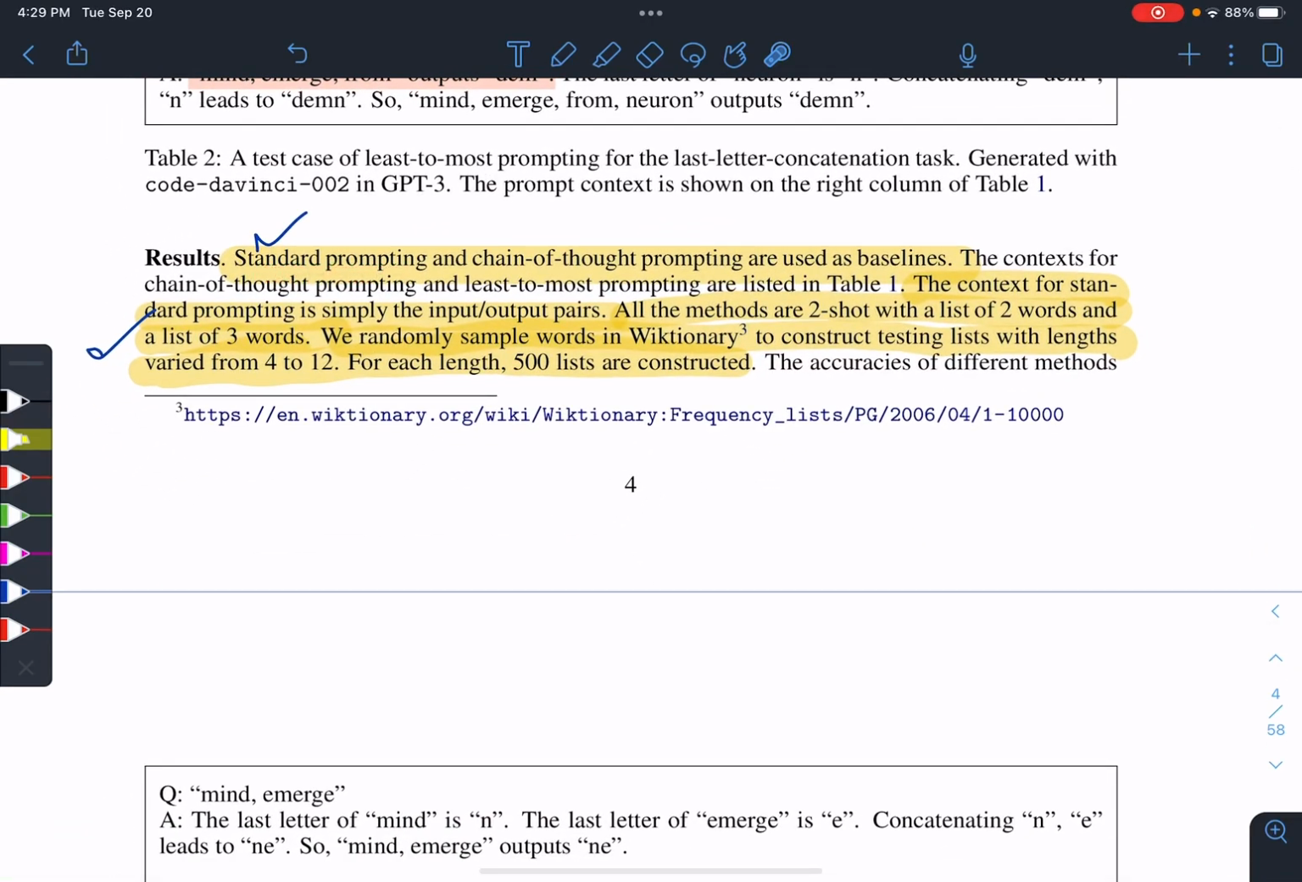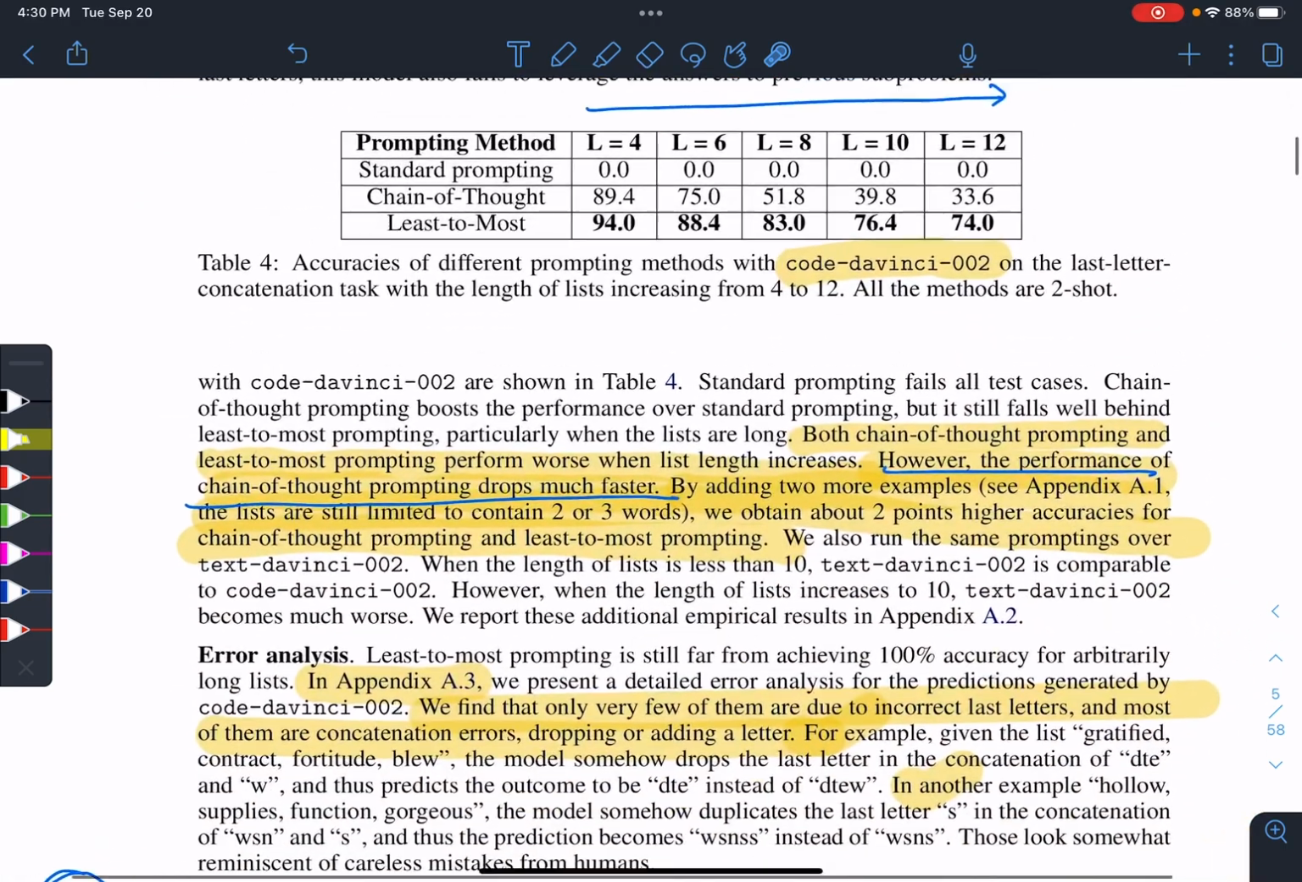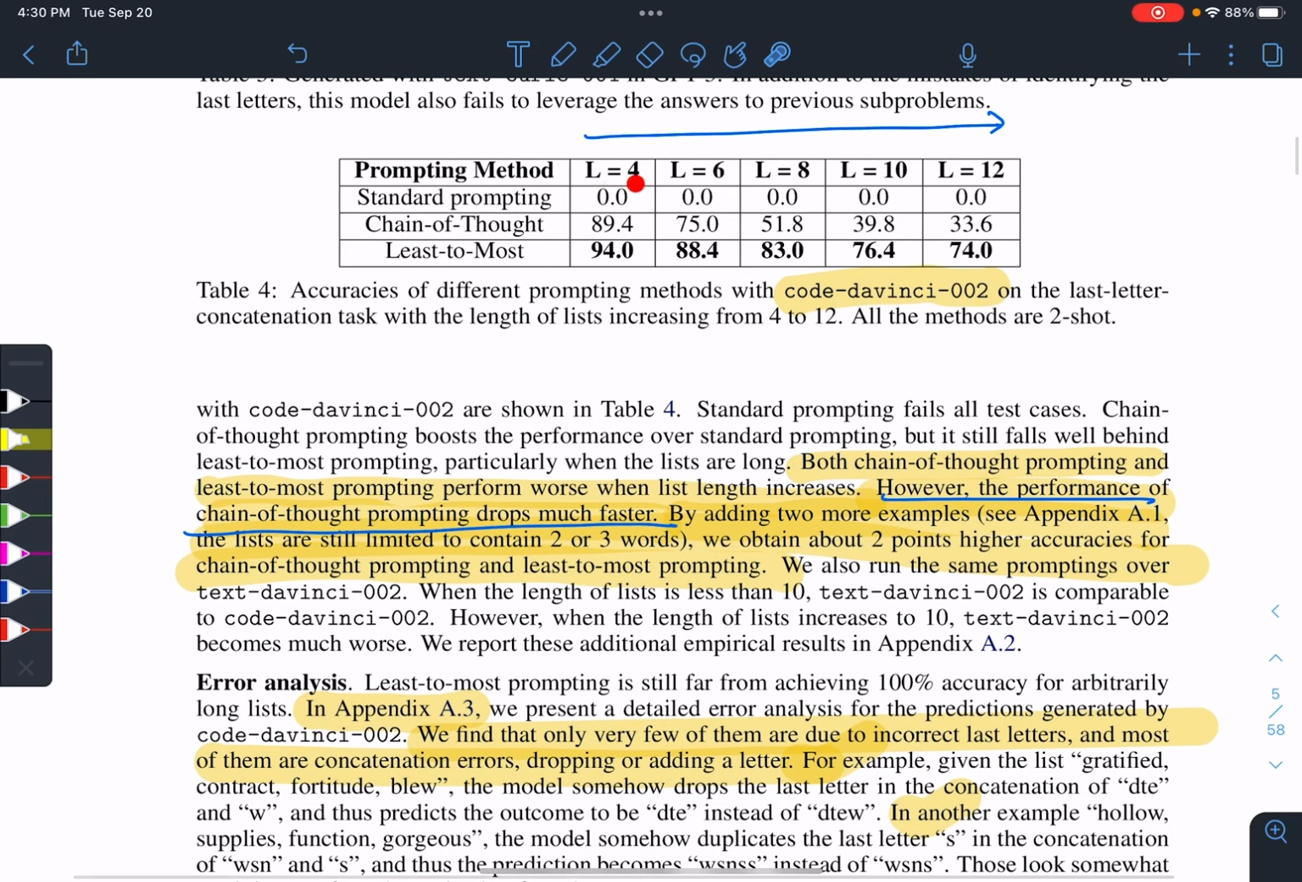Standard prompting and chain of thought prompting are used as baselines. The context of standard prompting is simply the input and output. We already saw how all 3 prompting methods work. So this is the result. This is because the test set has questions with 4 or more words. We see here that standard prompting doesn't work at all. Chain of thought works, but reduces quickly as the number of words increases, and this one performs the best. That's what they are claiming.